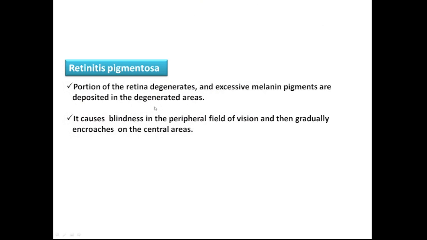Sometimes this scotoma may be caused by the formation of melanin pigments. If a portion of the retina is degenerated and excessive melanin pigments are deposited in the degenerated area, this causes blindness in the peripheral field of vision, and then gradually it encroaches toward the central area. This is called retinitis pigmentosa. It is formed due to the formation of melanin pigment, that's why it is called retinitis pigmentosa.